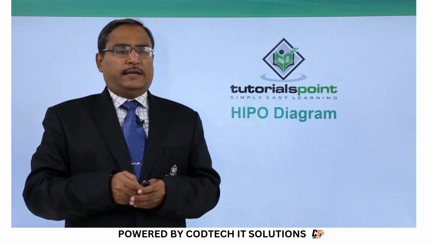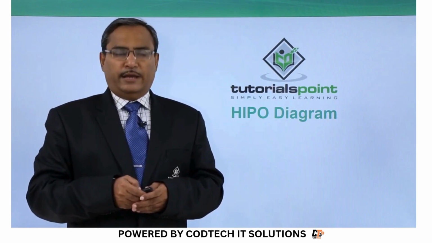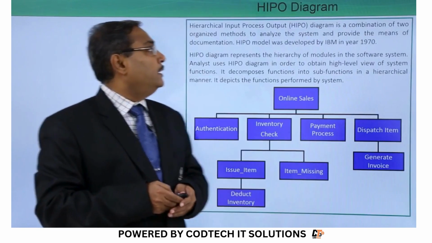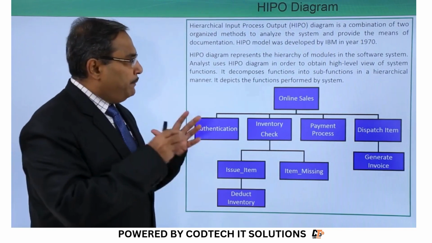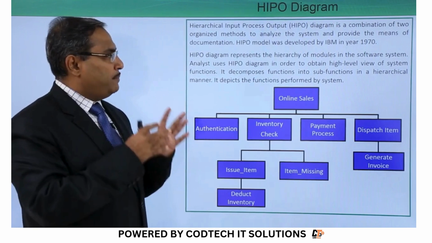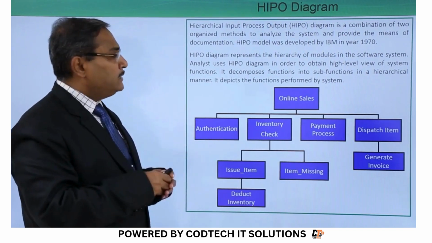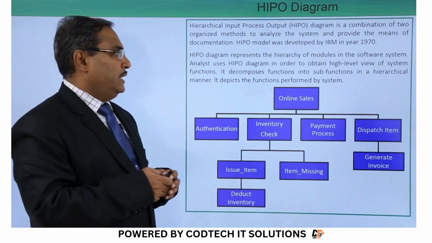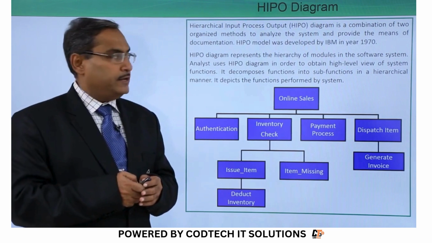Thanks. We are going to discuss the HIPO diagram. The full form of HIPO is hierarchical input process output diagram. So the hierarchical input process output diagram is a combination of two organized methods to analyze the system and provide the means of documentation. The HIPO model was developed by IBM in the year 1970.